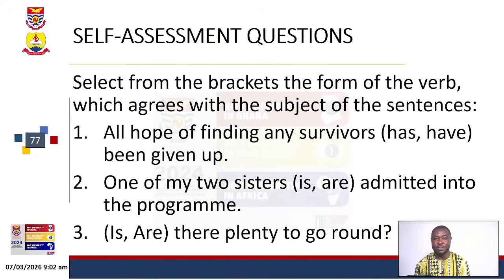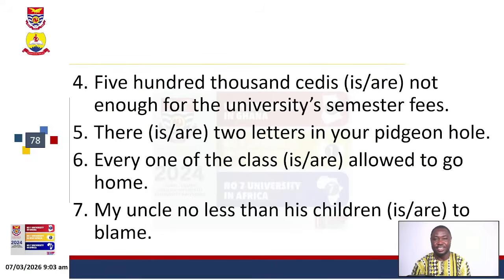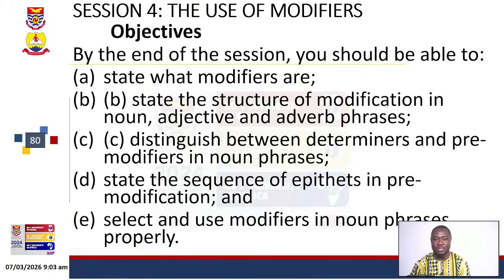A self-assessment question means that we are at the end of the unit or the session already. And that is session 3. I mean, you can pay attention to these self-assessment questions when we are done. Session 4. In session 4, our attention is on modifiers. Okay? How modifiers behave in concord, subject-verb agreement.